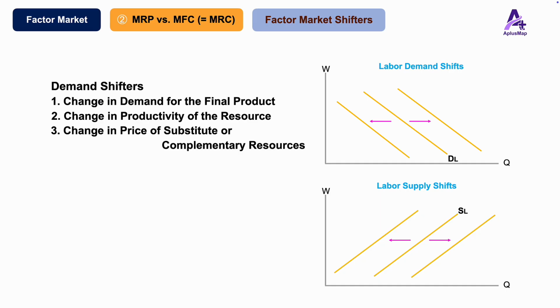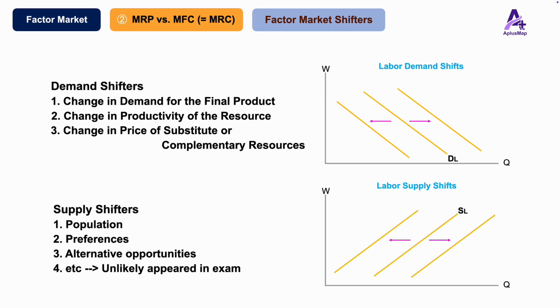Got it. Product demand, productivity, and prices of other resources. Those are the big demand shifters. Those are the main ones to focus on for the exam. There are supply shifters, too, like changes in population or people's preferences for work versus leisure or opportunities in other job markets. But the source material suggests these are less likely to be heavily tested, so definitely nail those demand shifters. Okay, demand shifters down.